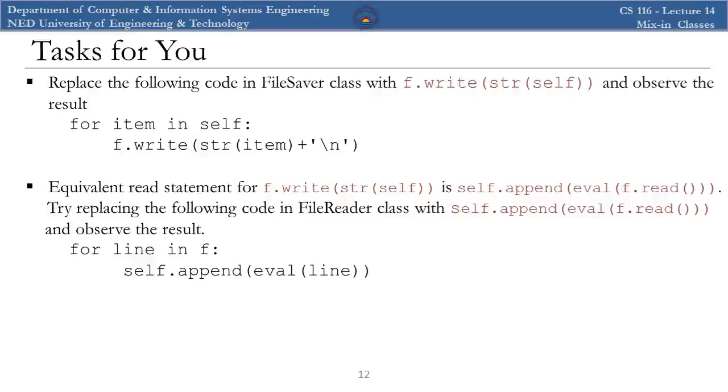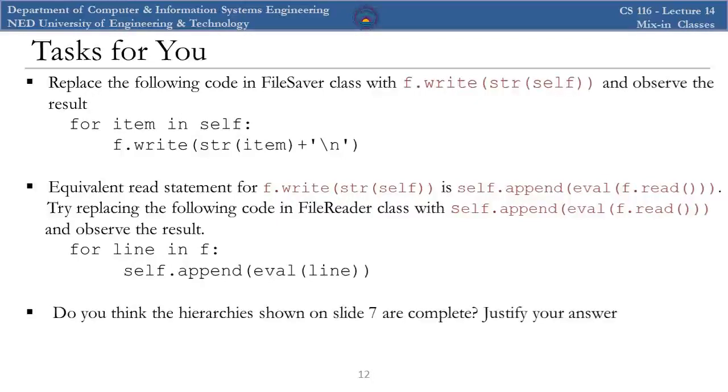The next thing that I want you to do is answer this question. Do you think that the hierarchies that I showed you, those two schemes, scheme 1 and scheme 2, where we added those mixin classes to our phone book class, are these hierarchies complete? You have to justify your answer for this. And lastly, I want you to write code for scheme 2 given on slide 7. Like, I implemented the code for scheme 1. You just have to make certain changes in hierarchy, and you have to add a new class called my contacts. And let's see if you can do this, right?